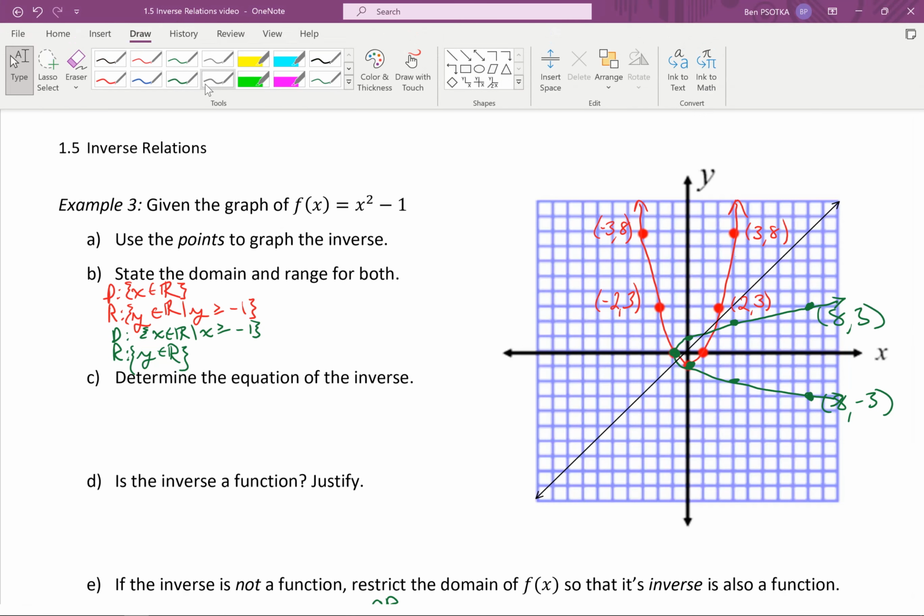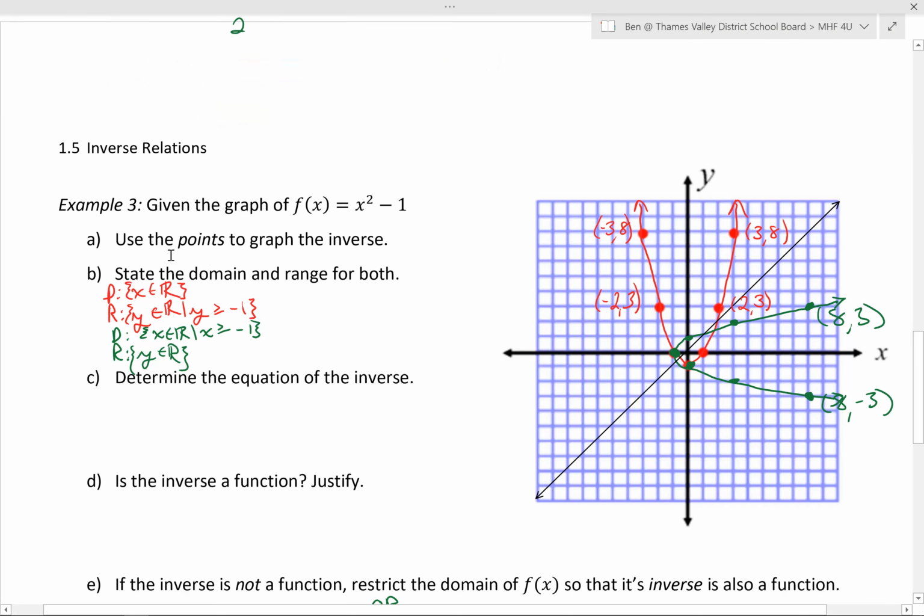Now, stating the domain and range for both. Oops, I left these up, and that's okay. The domain and the range for both. What we need to notice here, I hope you can pause and confirm these are our domains and ranges that we're working with here.